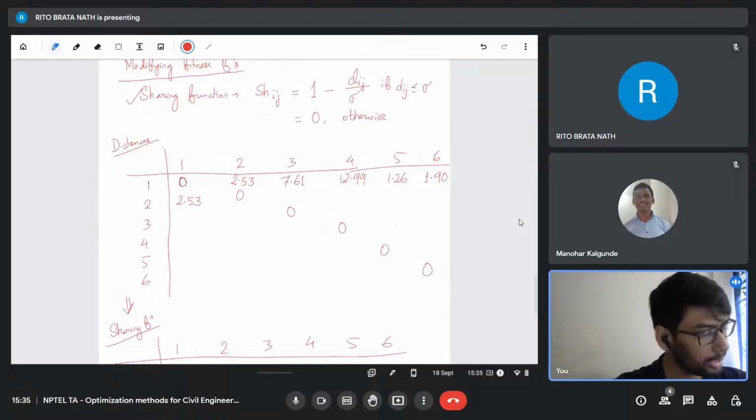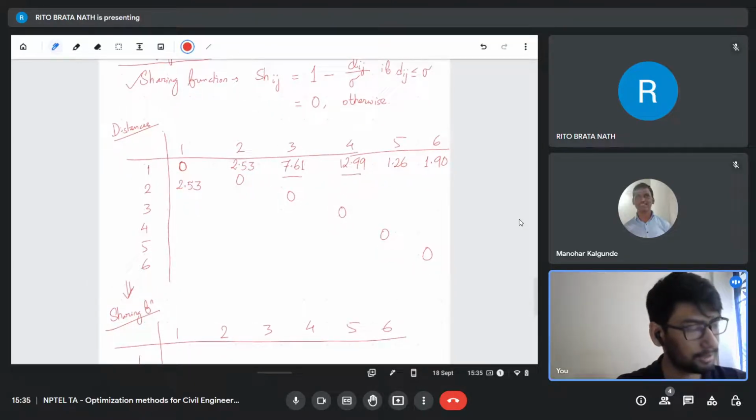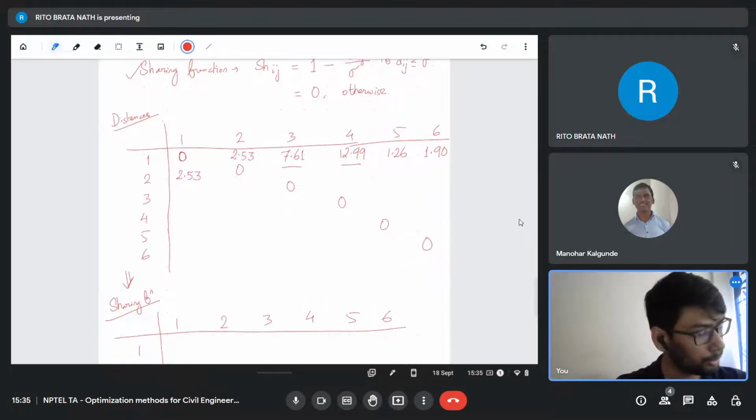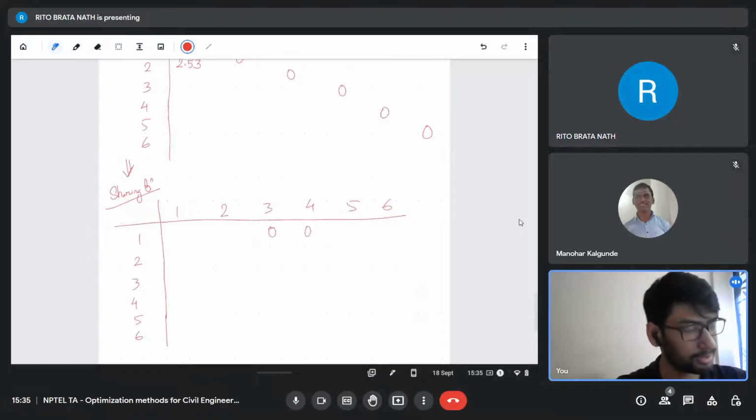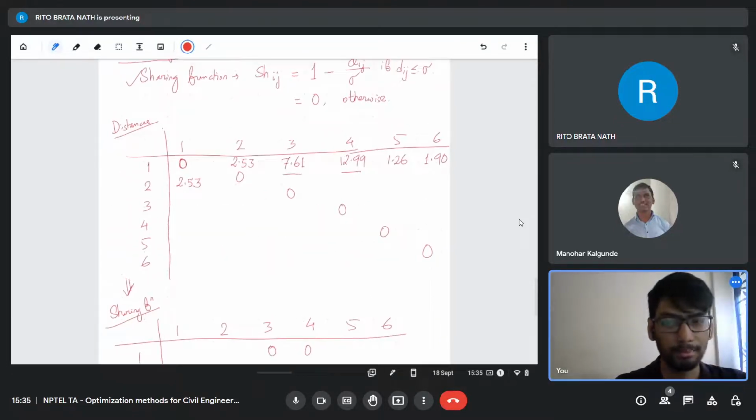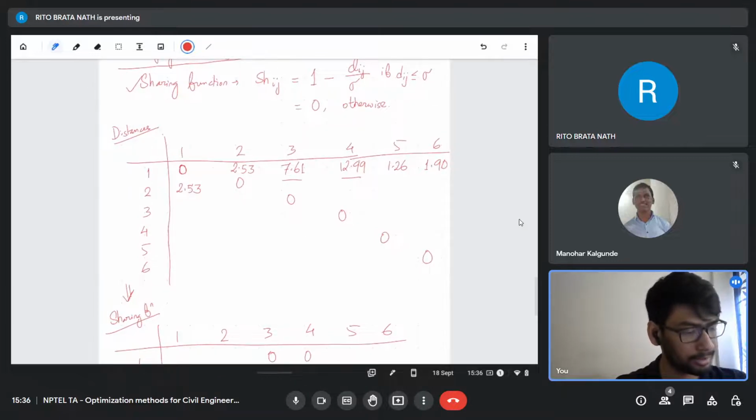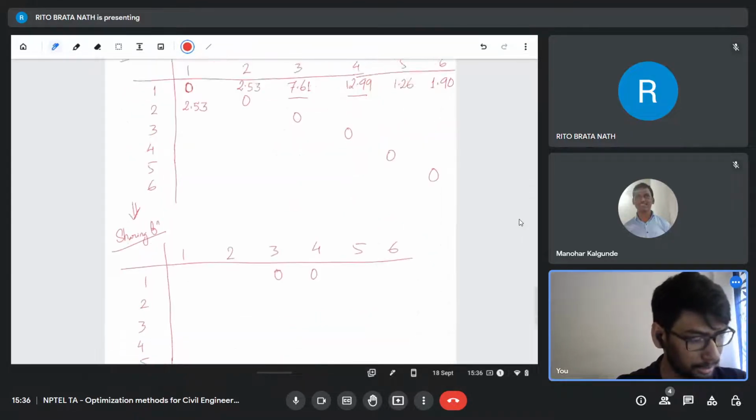So now you can notice that for this and this, you can directly put zeros because the distance has already exceeded 5. So this will be 0, this will be 0. Since the distance is pretty high from that point, it's exceeding 5. So solutions 3 and 4 are not bunched up with 1. They're far away, so you don't even care about that. For others, for 1 to 1, the distance is 0, right? So the sharing function from itself to itself is always 1.